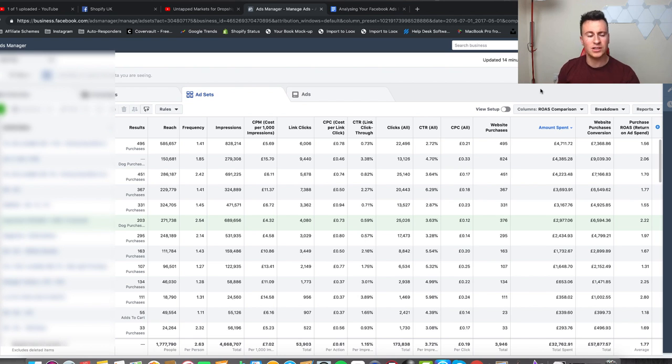A couple of reasons really. Number one, it's going to make sure that you don't switch off that ad set that potentially could go on to make you lots of money, but then on the flip side of that, to make sure you do switch off that ad set that's only going to drain your money.